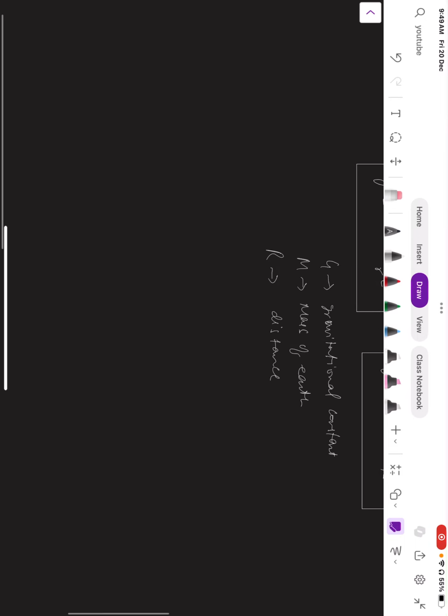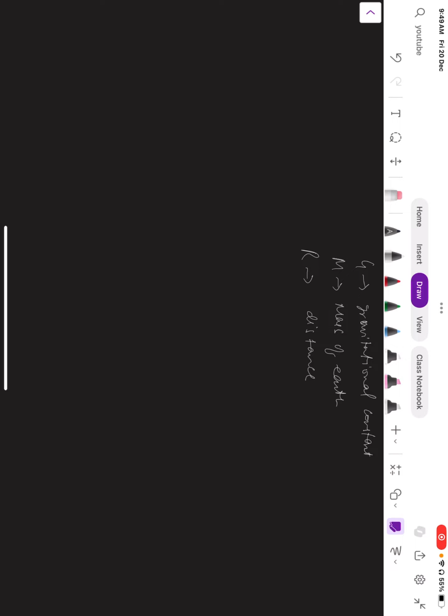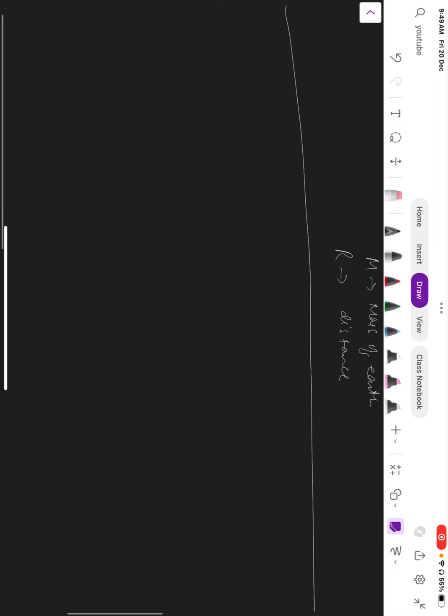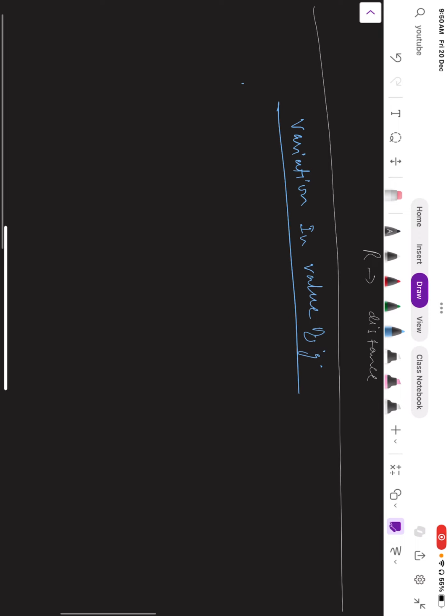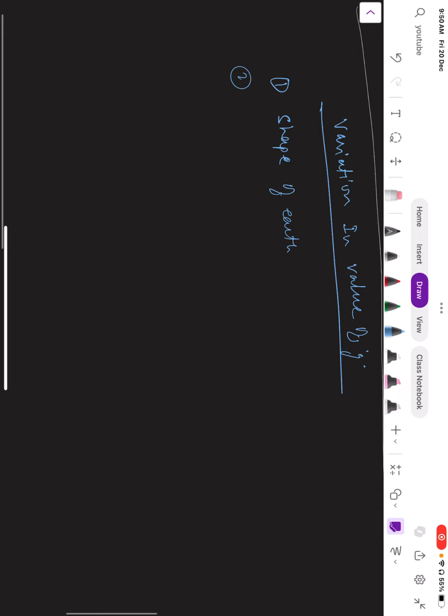Now if you go ahead with the variation of g, this is the main concept. Many PYQ questions were asked from this concept in previous years. So, variation in the value of g. This variation is of four types. The variation is due to, first, the shape of earth. The shape of earth is not spherical, that's why this variation of g comes out. Next is height.